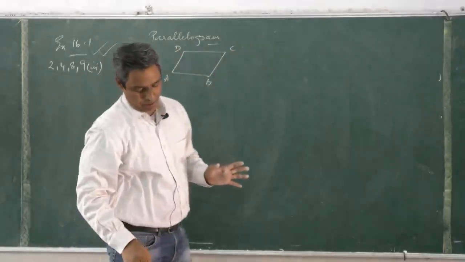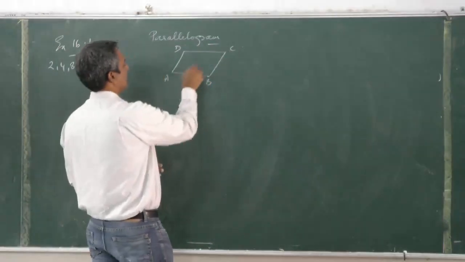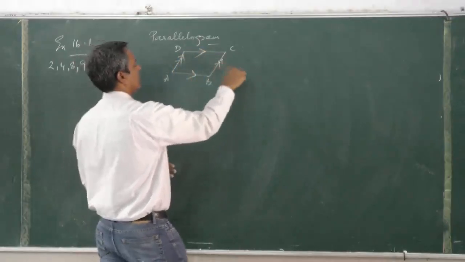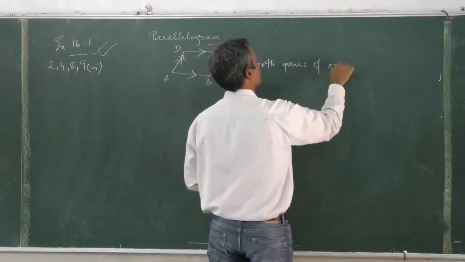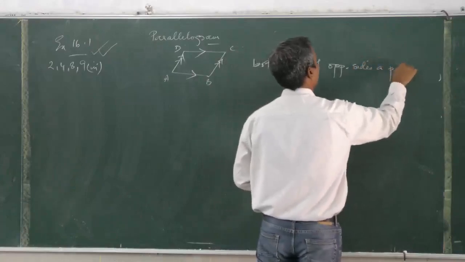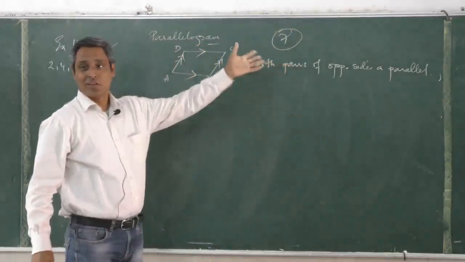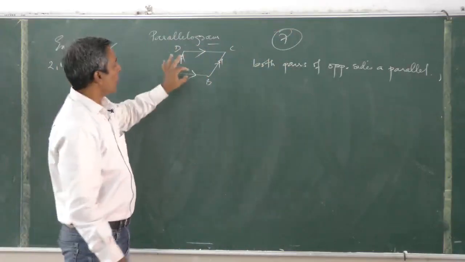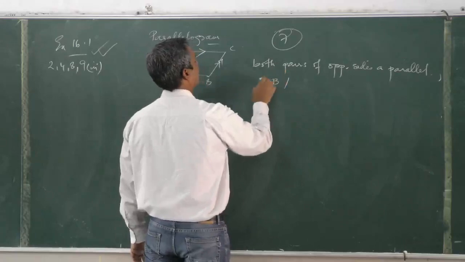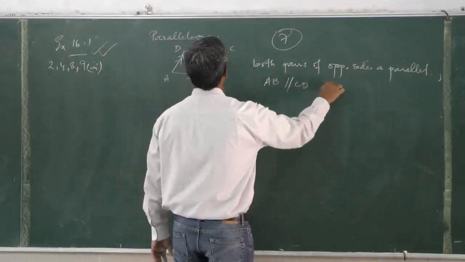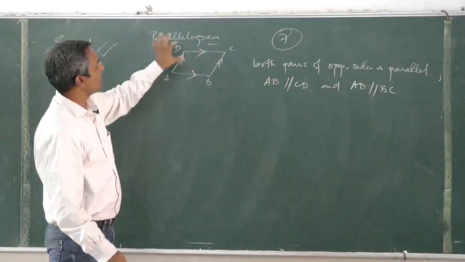What do we know about a parallelogram? Both pairs of opposite sides are parallel. This I am covering from your class 7. This is revision. Just giving you the basic properties. Opposite sides are parallel. So how do we write it? AB is parallel to CD and AD is parallel to BC. So opposite sides are parallel.